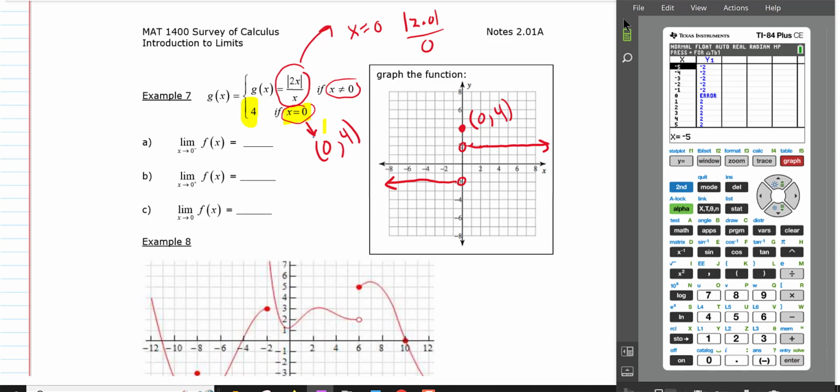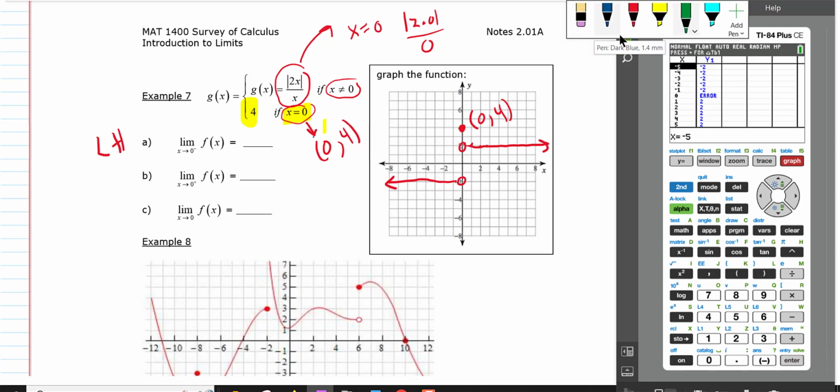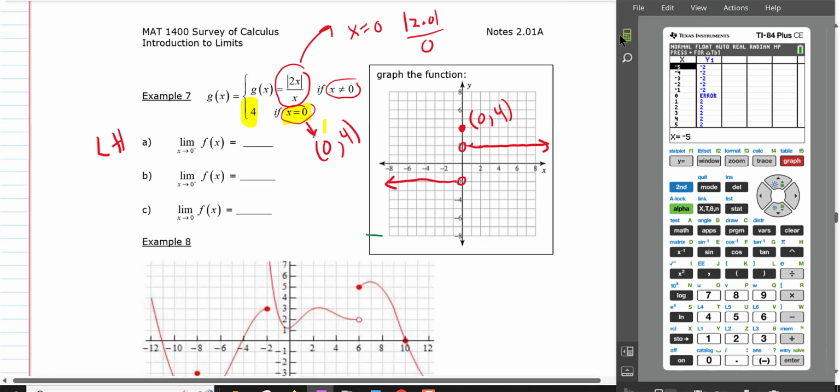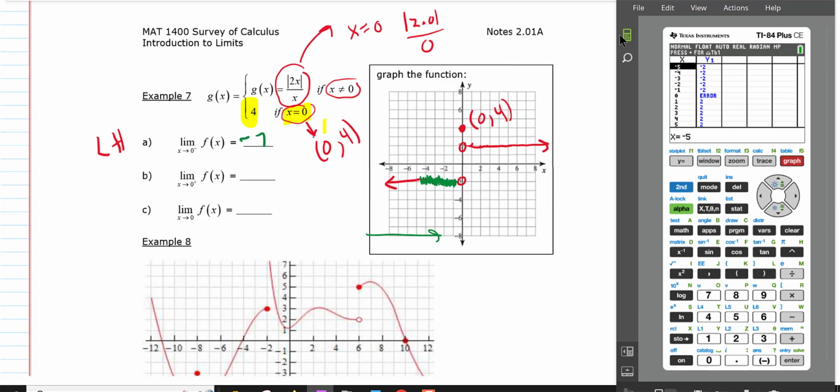Okay, now let's do the limits. This one is a left-hand limit. So just look carefully at your graph on here. If I'm coming towards 0 from the left, what is the y value getting close to? -2, exactly. So that's the answer there.